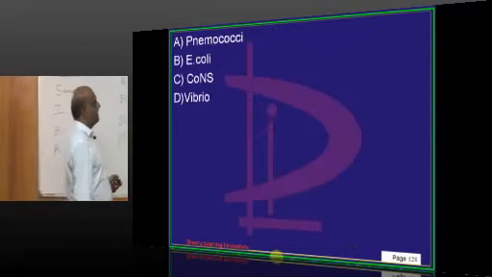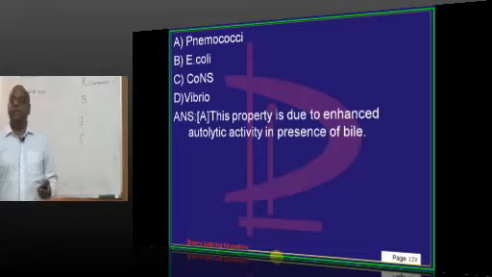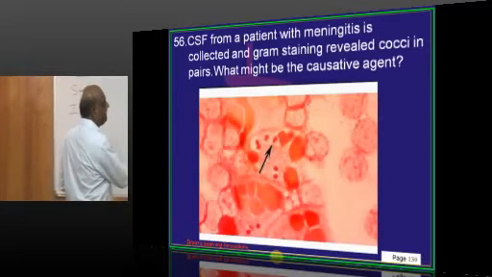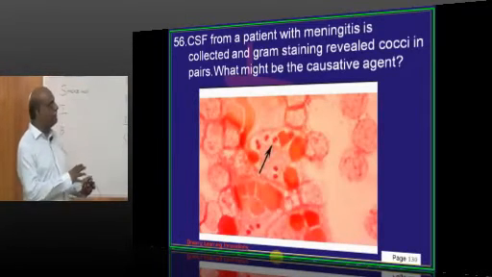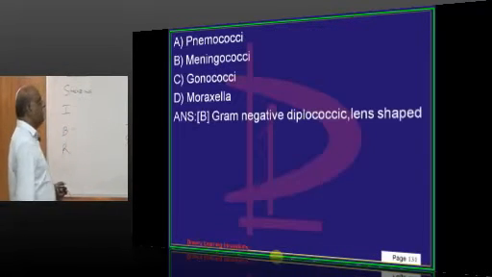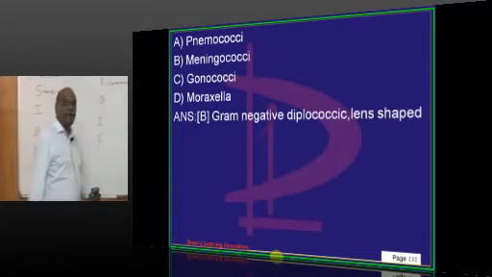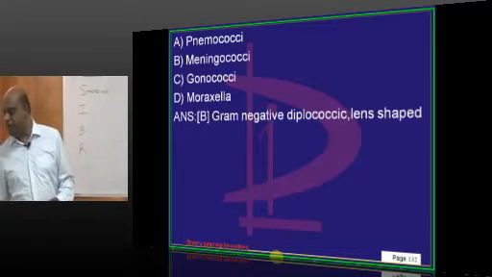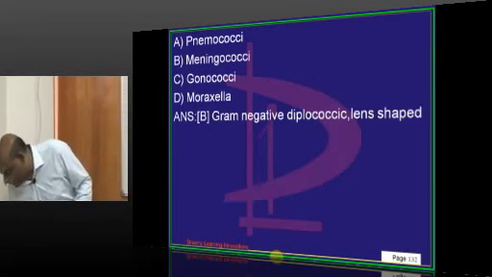Bile solubility test is done basically for the pneumococci, is what needs to be remembered. The CSF from the patient is showing Gram staining cocci in pairs. So this kind of a feature typically is caused by the meningococci, which are diplococci, which are lens shaped, is what you need to basically remember.